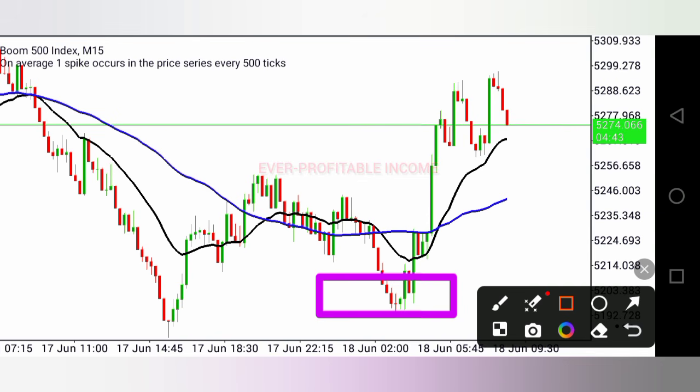On the indicator window, we have just 2 moving averages. We have 2 moving averages with different settings. One of them is the EMA and one is the SMA. I believe you know what that means: the exponential moving average and the simple moving average. The moving average is very, very powerful, and people often overlook it, but it is very powerful. We have the blue moving average and then the black moving average.